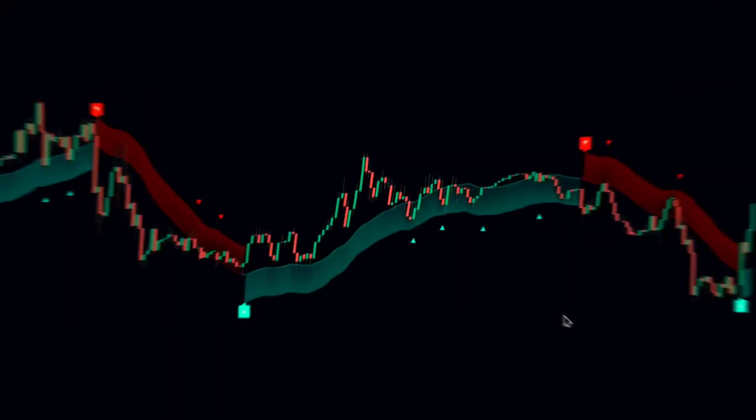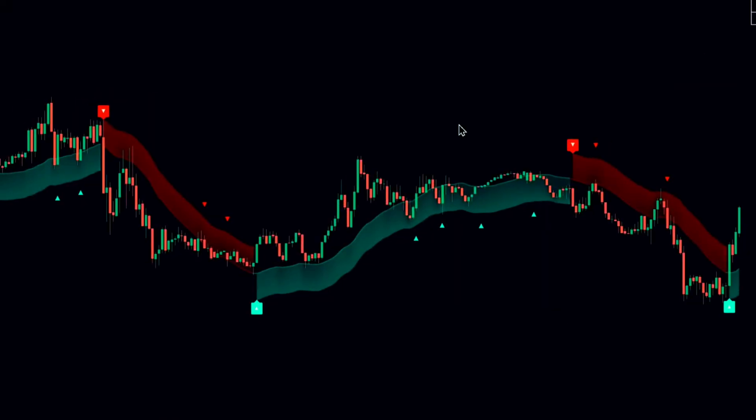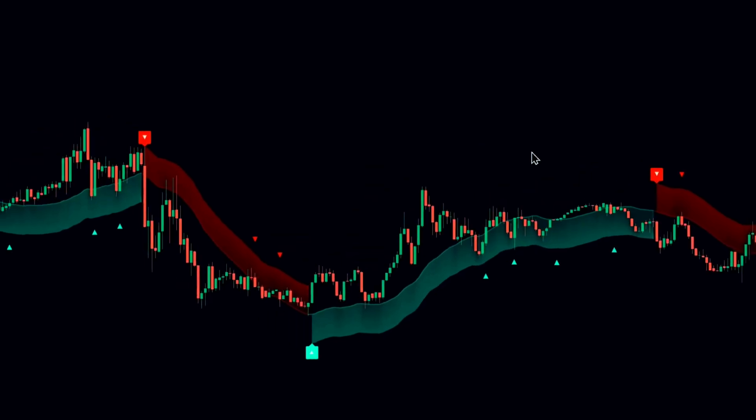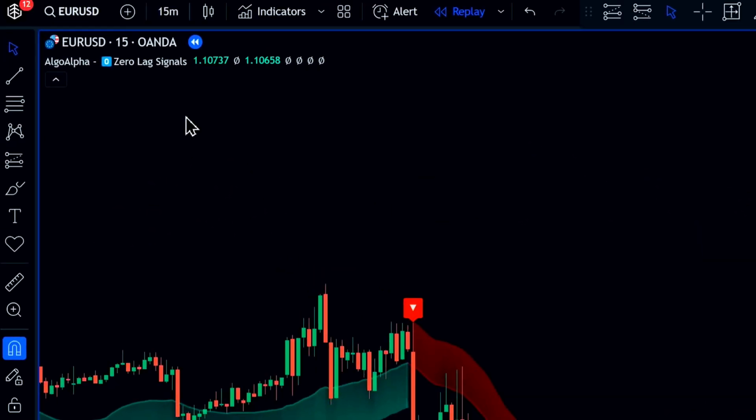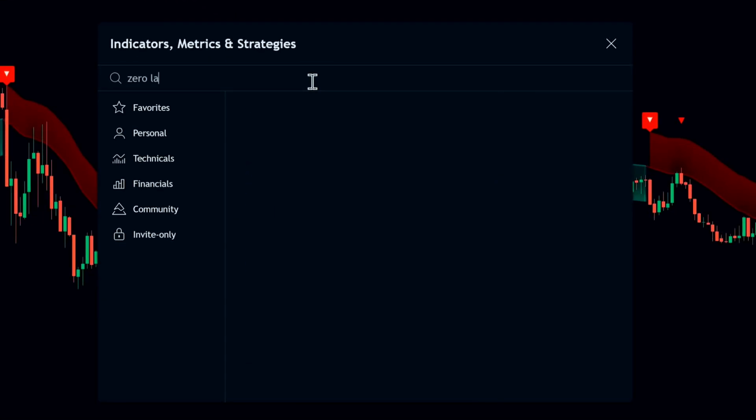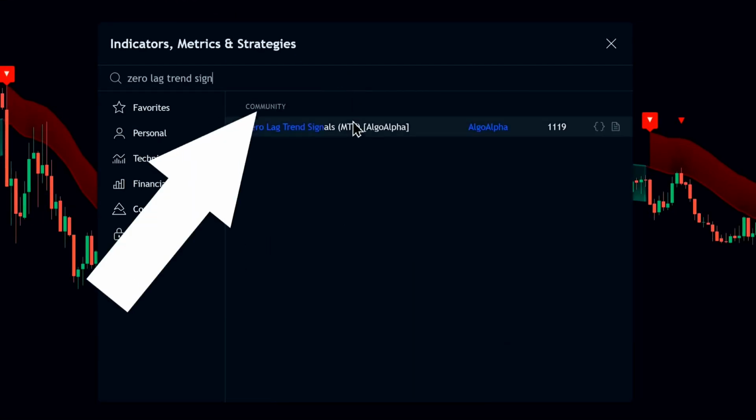Let's dive in. To get started with this indicator, head over to TradingView and open any trading asset you like in any time frame. For this video, I'll be using the 15-minute time frame on EURUSD. Next, click on Indicators, type in Zero Lag Trend Signals, and select the one created by Algolfa.